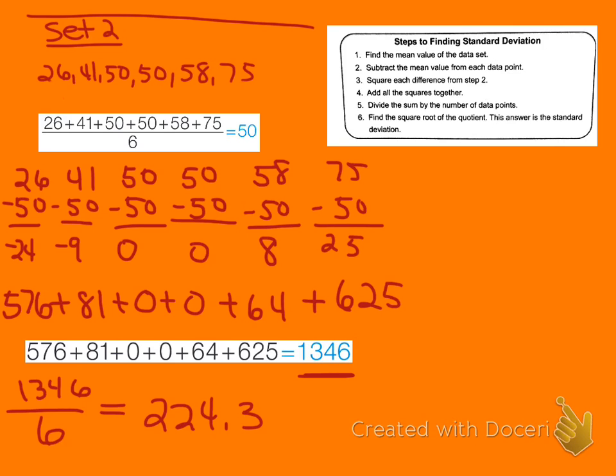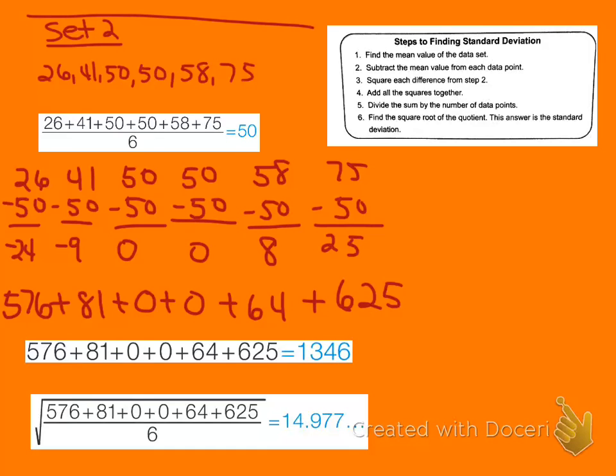Now the last step, number 6, is find the square root of this, and this is called the quotient. Find the square root of the quotient. That answer is the standard deviation. So on your calculator, just take the square root of that whole long thing you have on there. Let's pause it and do it.